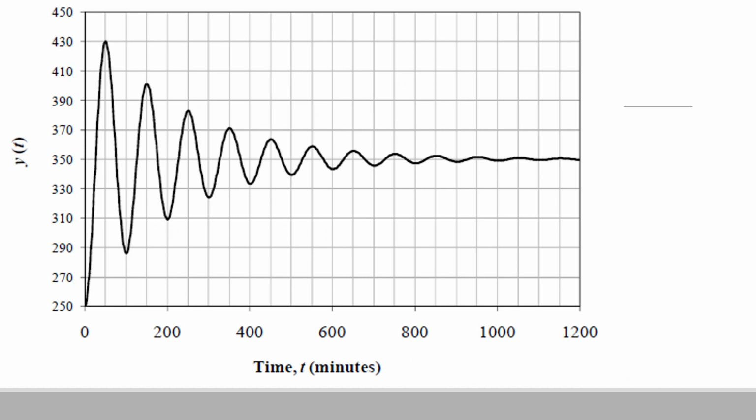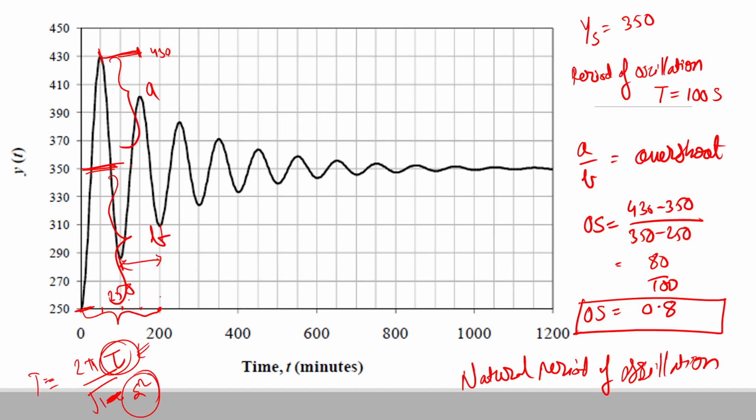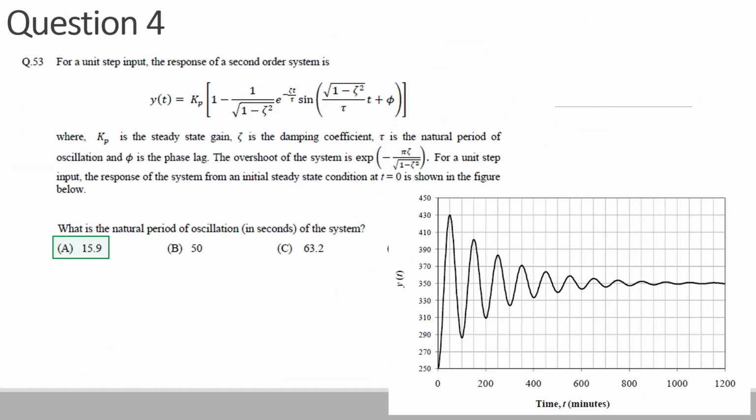So I think you have already solved all of these questions. These are basically questions from the past year GATE. So yes, the answer is not 63.2, it is 15.9. 63.2 is the incorrect answer. You can try solving this, and then I will discuss the solution.